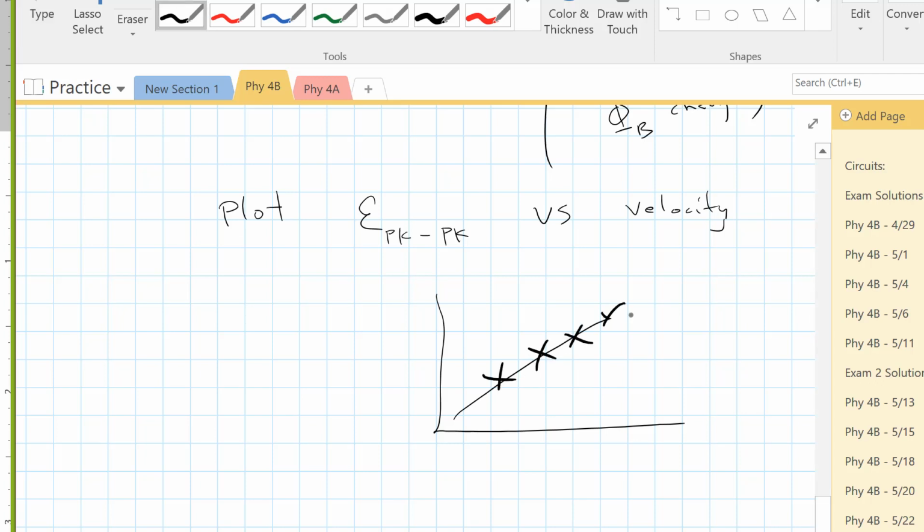1, 2, 3, 4, 5, and you'll fit a line and look at the R squared, do a linear fit, and look at the R squared value and see how good a fit it is. Hopefully it's 0.96 or better, 0.97. I think it's around there.